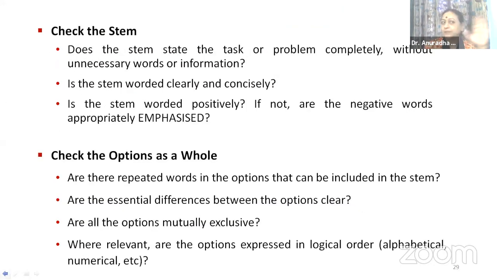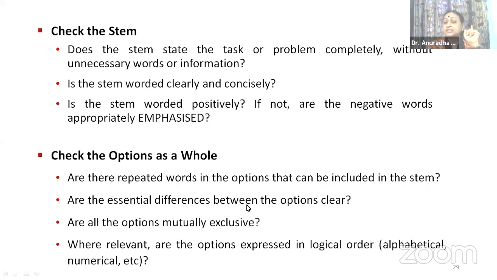Look at the stem. Now that was the item as a whole. Look at the stem now. Does the stem state the task or problem completely without unnecessary words or information? Is the stem worded clearly and concisely? Is the stem worded positively? If not, are the negative words appropriately emphasized? We talked about this. Then look at all the options. Are there repeated words in the options that can be included in the stem? If so, again, go back to your question, modify the stem, put whatever is the repetition part of it, include it in the stem, probably make it into a question format if that is easier, do that.